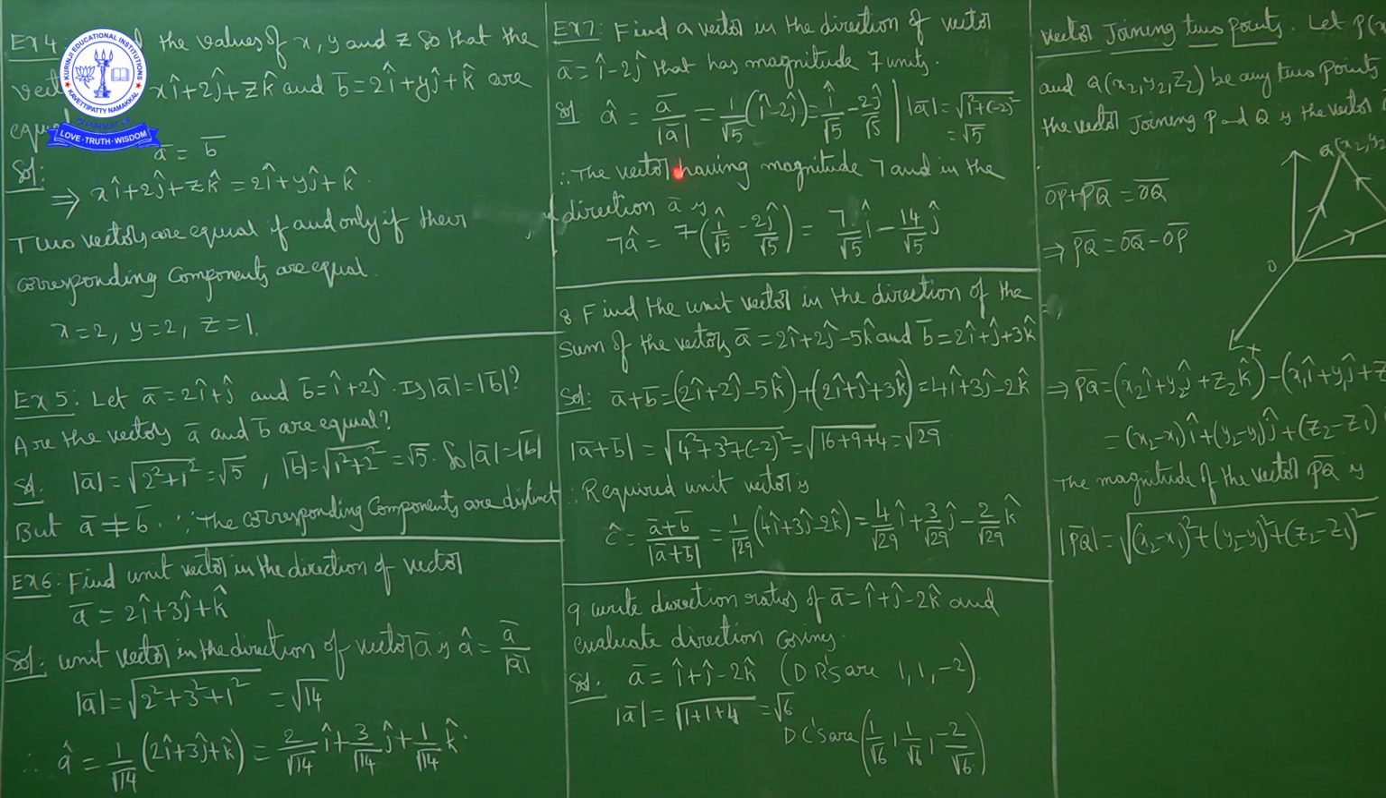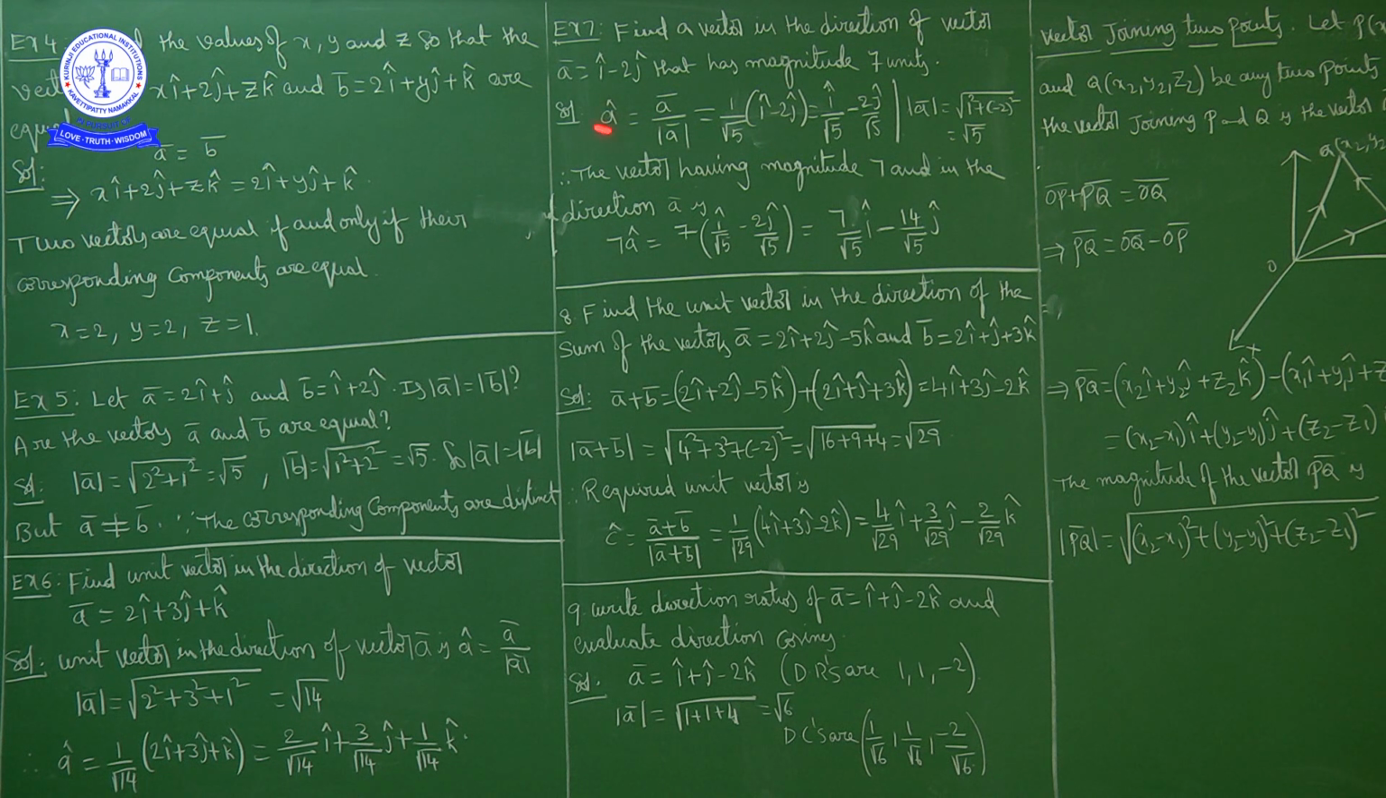Here the magnitude of a bar is the square root of the i component squared plus the j component squared. The j component is minus 2, and minus 2 squared is 4. 4 plus 1 is 5, so the square root of 5. So the magnitude of a bar is square root of 5.